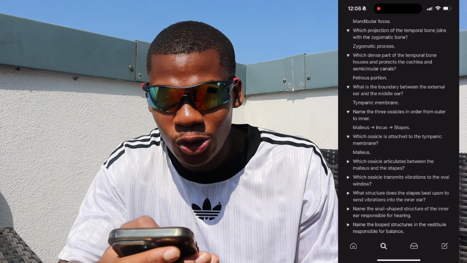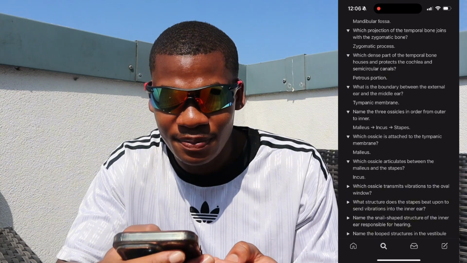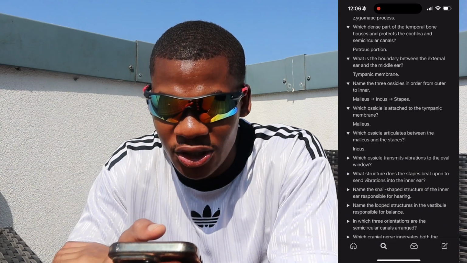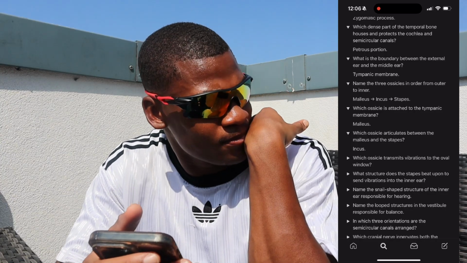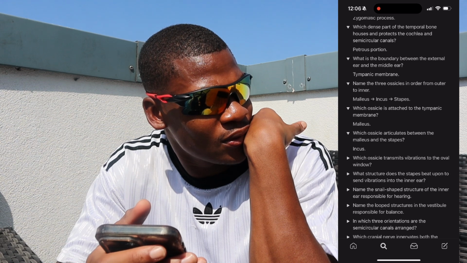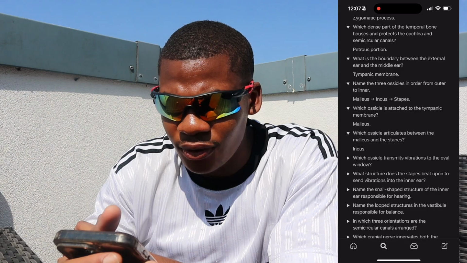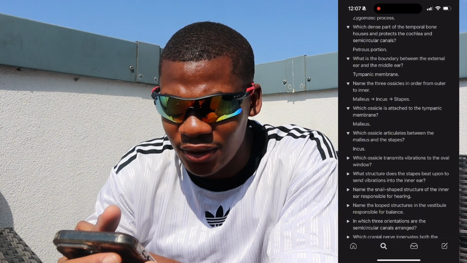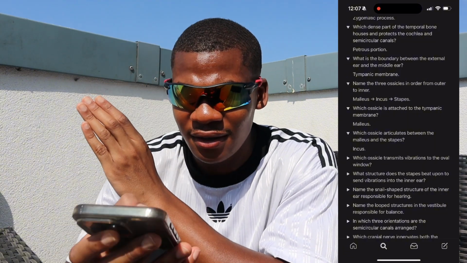Which ossicle is attached to the tympanic membrane? That'll be the malleus. Which ossicle articulates between the malleus and stapes? That would be your incus. Which ossicle transmits vibrations to the oval window? Oh no, I said that. I think I've confused myself a bit. Which ossicle transmits vibrations to the oval window? It has to be your stapes then, right?